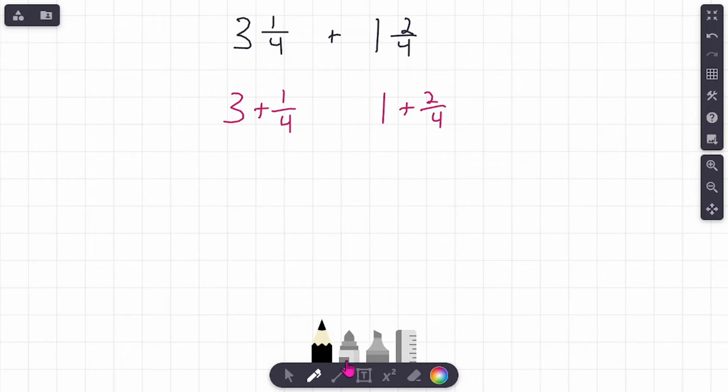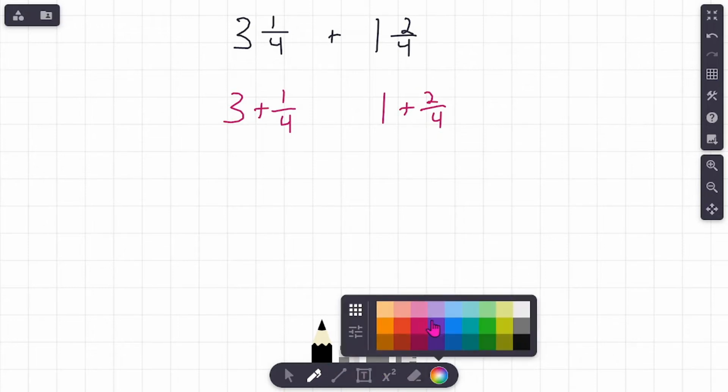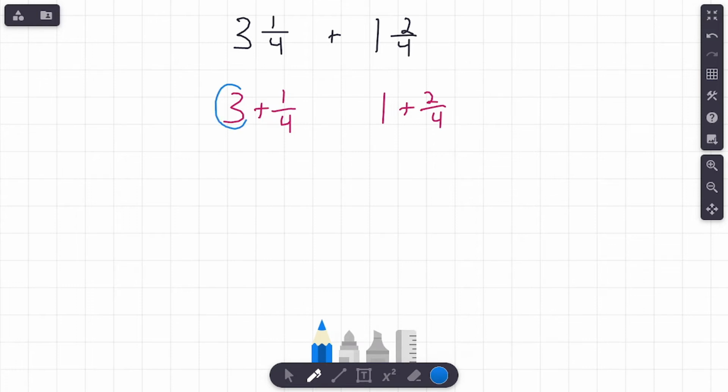So what I want you to do is take your whole numbers, 3 and 1, and let me show you. I'm going to do it like this: 3 plus 1 plus 1/4 plus 2/4. I rearranged this, and it can be a little confusing, but I'm doing this because I want to show you more clearly what we were doing with our models when we were coloring them in and adding.